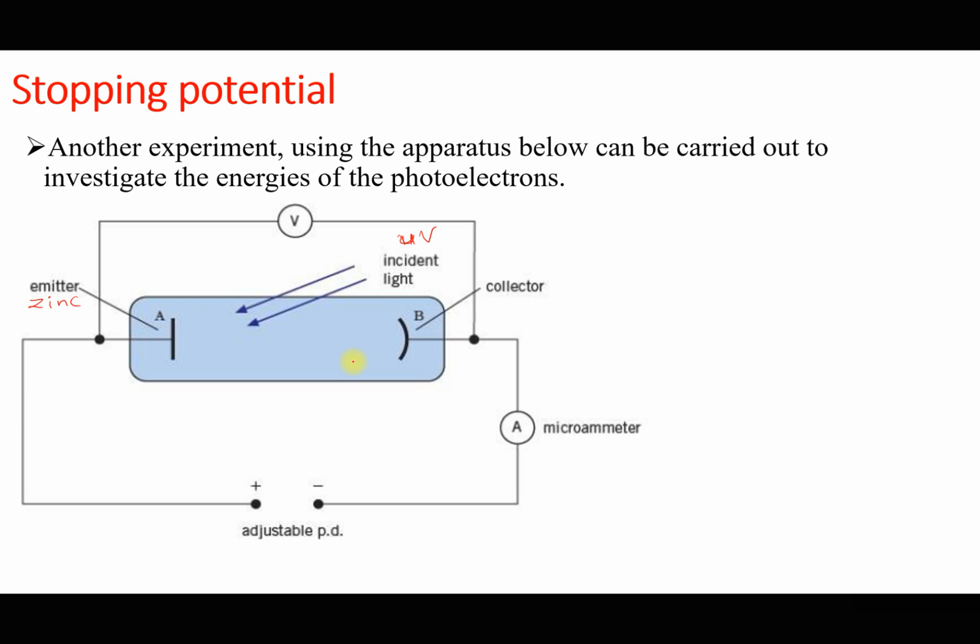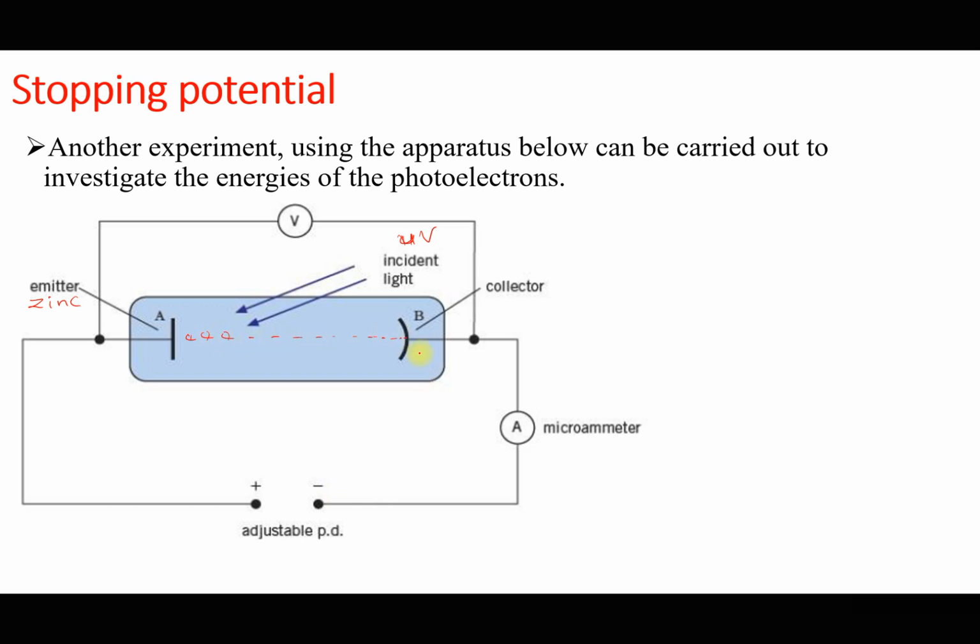This could be a vacuum, an evacuated tube. On one side of our tube, where we have our emitter, we have connected to a positive potential, and on the other side we have connected this to a negative potential. So if ultraviolet light, or light of enough frequency, is incident on the zinc plate, we expect electrons to be ejected from the zinc plate, and we expect them to move towards the other end.